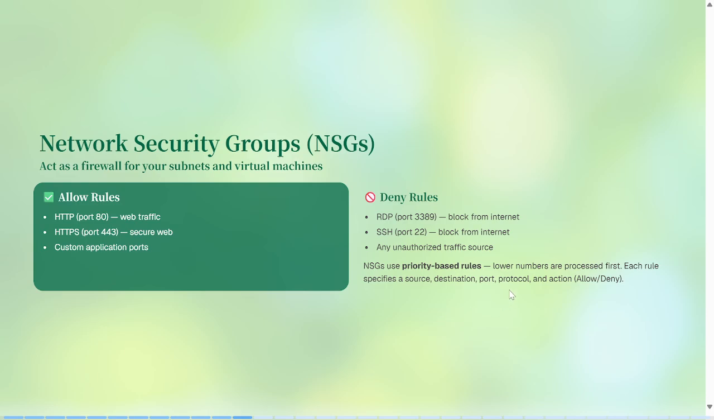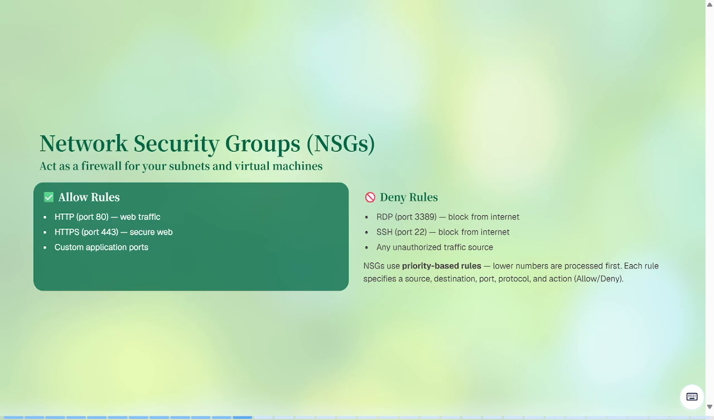Network security groups. Think of an NSG as a firewall of your Azure network. Its primary job is to control who can communicate with your Azure resource and who cannot. You can associate an NSG with either a subnet or an individual virtual machine network interface. An NSG contains a collection of security rules that either allow or deny network traffic.